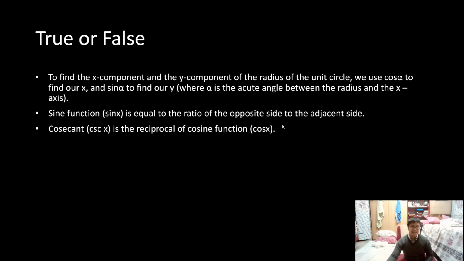The answer here is false. Why false? Cosecant is the reciprocal of the sine function. It's a sine, not cosine. So it's not cosine x, but rather it's sine x.